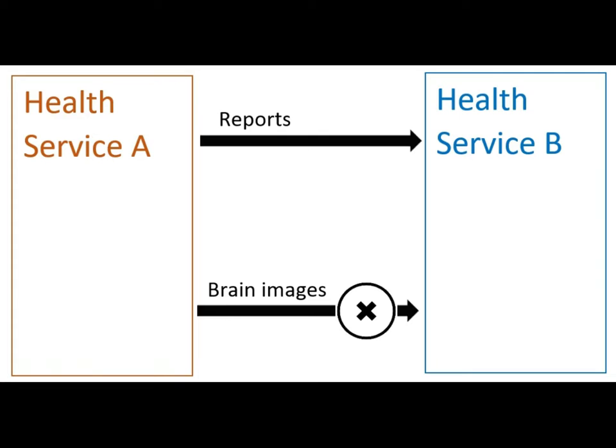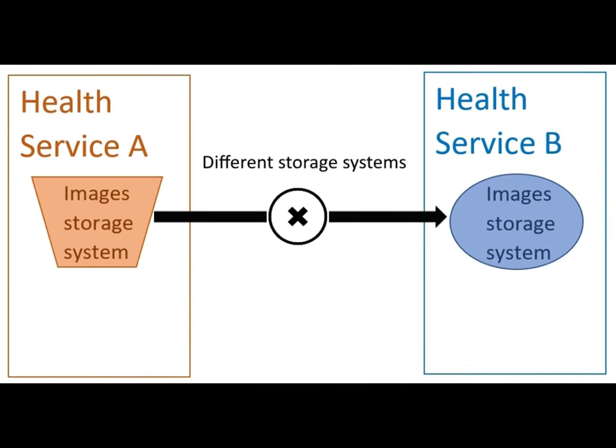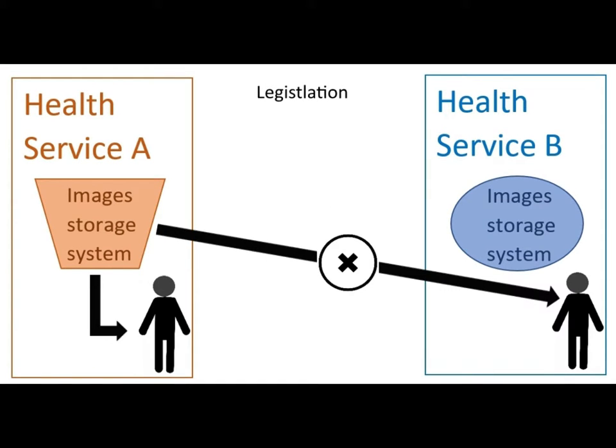It doesn't matter where it is. The point is that let's just call it Health Service A. So Health Service A will share reports of brain scans with other health services or other health professionals, but not brain images. And there's 2 reasons for that. Health services have different systems for storing their brain images. So, for example, health professionals in Health Service B won't be able to access the brain images stored in Health Service A. The second reason is related to legislation around health information and privacy of health information.